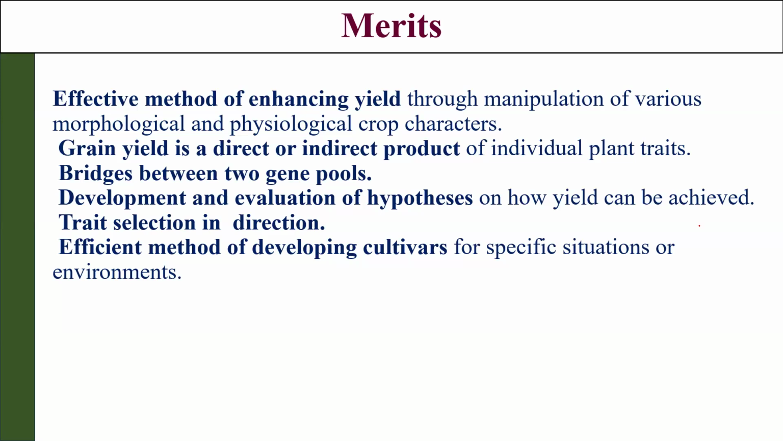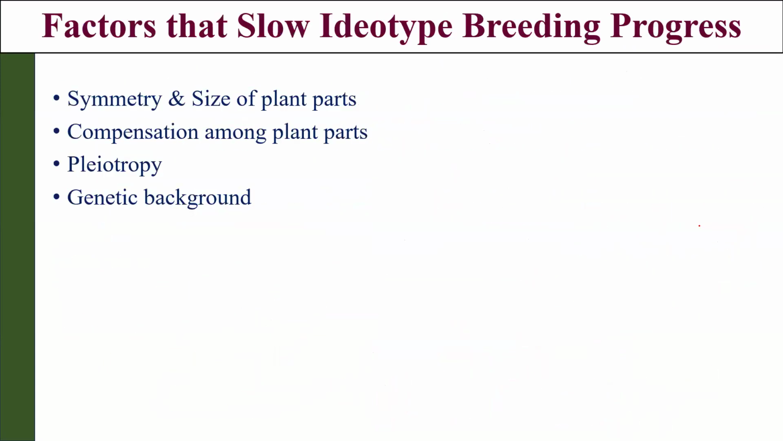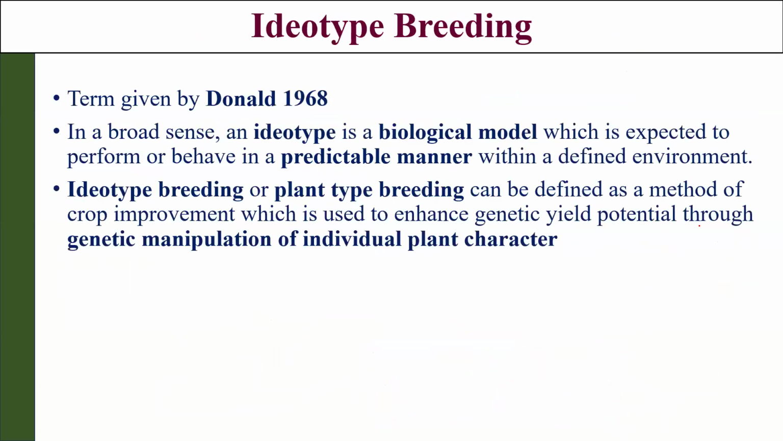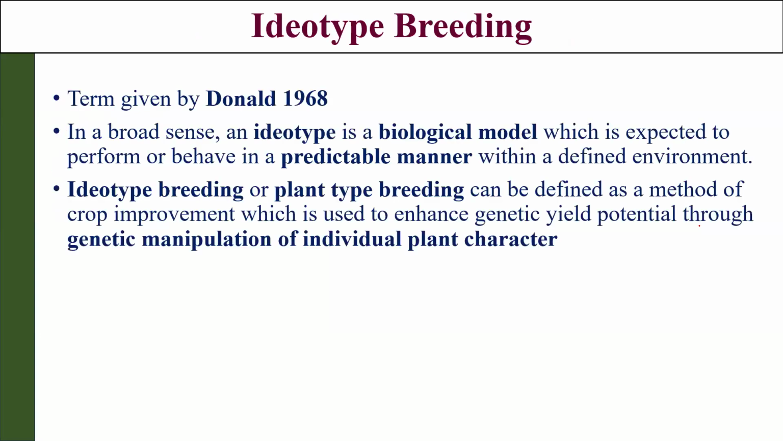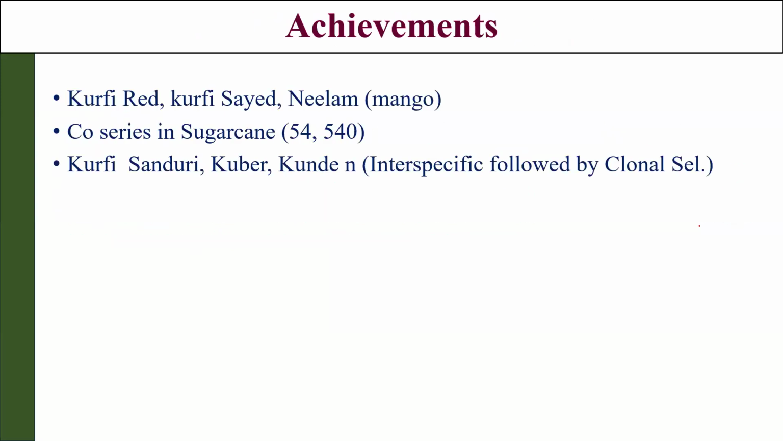Like grain yield, and direct and indirect products can be developed, and it bridges between two gene pools. Then there are several hypotheses and advantages you can read. This is what ideotype breeding and the breeding by design concept is. Understood what ideotype breeding is and what breeding by design is. This concept was given by Donald in 1968. You should remember what the different ideal phenotypes given in different crops are, like who gave the concept in cotton, who gave the concept in brassica. Please remember all the scientist names who developed the ideal type. It is regularly asked in the examination.